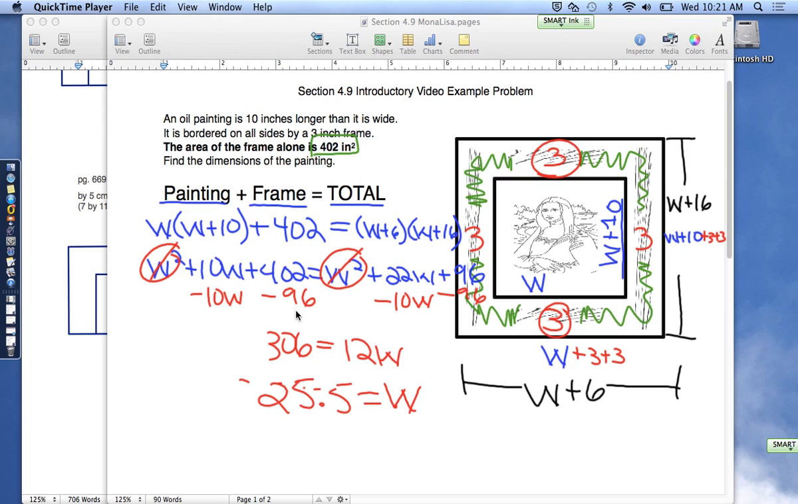So take a second, understand the algebra behind this. I'm going to erase the board, and then we're going to wrap up the problem with finding the dimensions of the painting. Well, actually, we can just use what I've got here. So W is 25.5, and the other dimension would be 35.5. So to answer the problem, the dimensions of the painting, it's a 25.5 by 35.5.